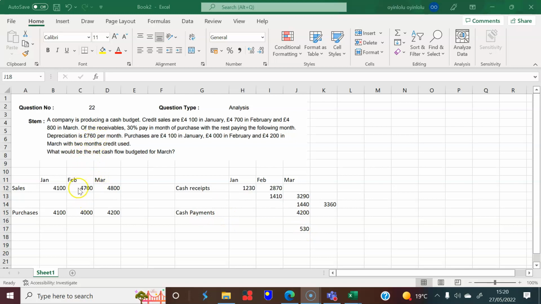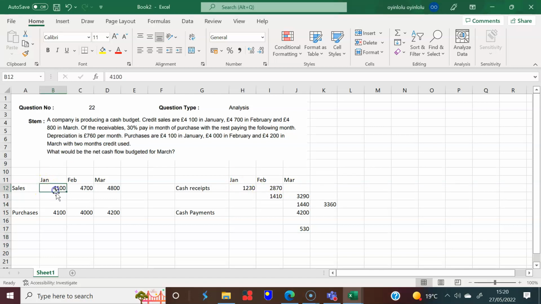But if you were doing this question, it says you've produced a cash budget. Here are your credit sales, all on credit, 4,100, 4,700 and 4,800. And then of course you have your purchases, 414 and 42. Depreciation is irrelevant. Depreciation is not a cash flow. It's an accounting expense. So let's look at what's going on here. In terms of receipts, it says that 30% pay in the month when they buy from you, and the rest pay in the following month.